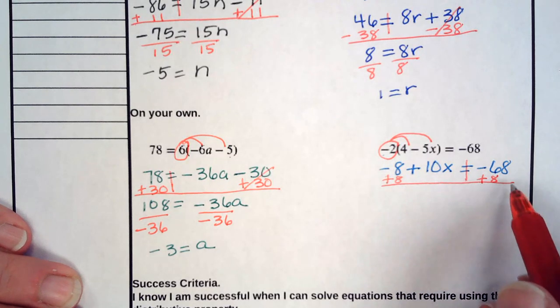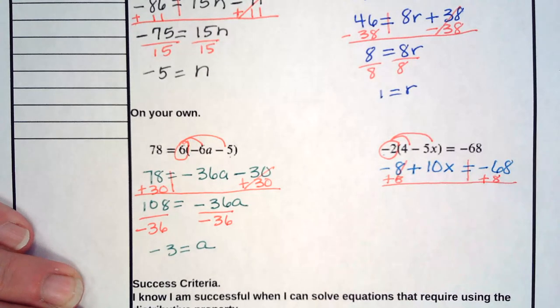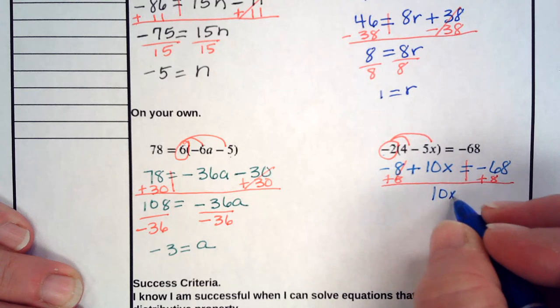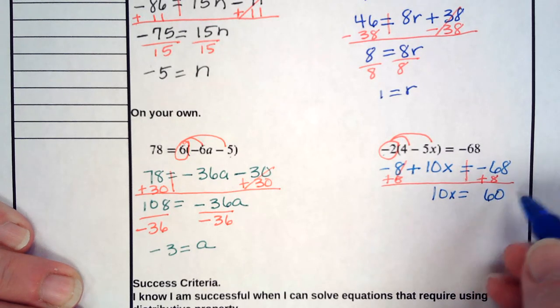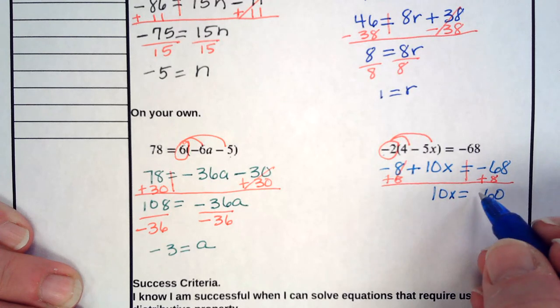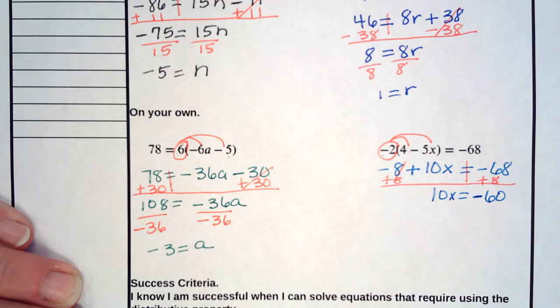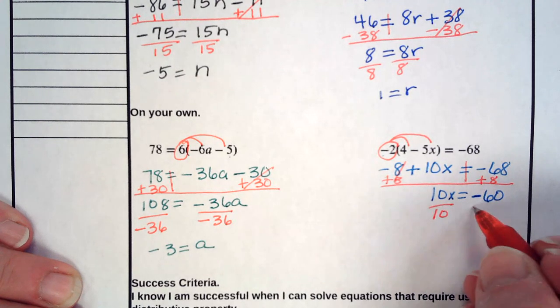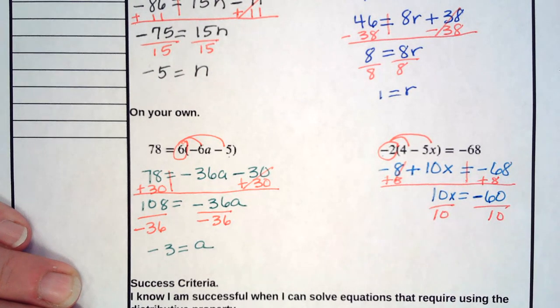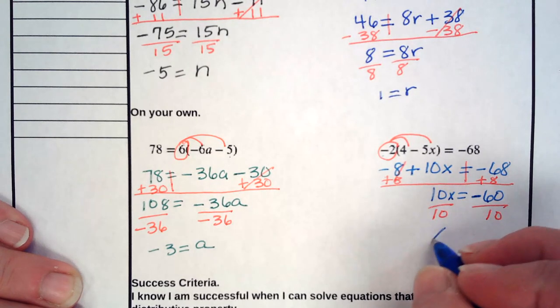So, negative 60, it's eliminated here. 10x is equal to negative 60 plus 8. They're opposite signs, so I subtract. 68 minus 8 is 60. I look back. This number is the larger one, so it's minus 60. Last step is to divide by 10. X is equal to negative 6.